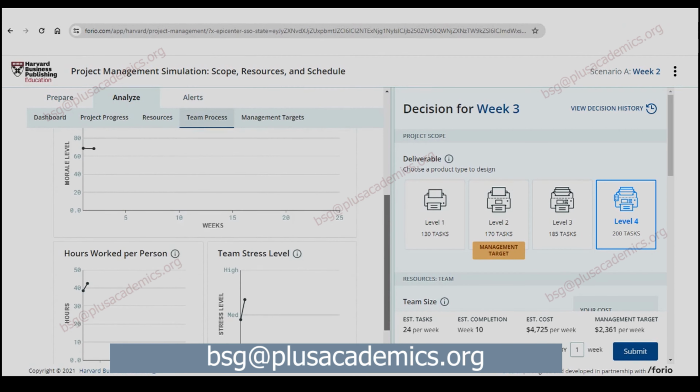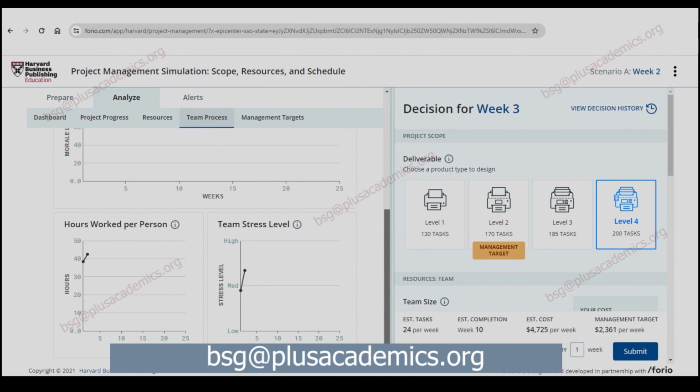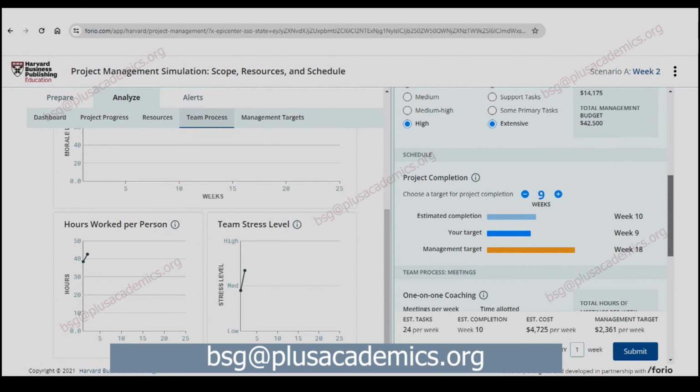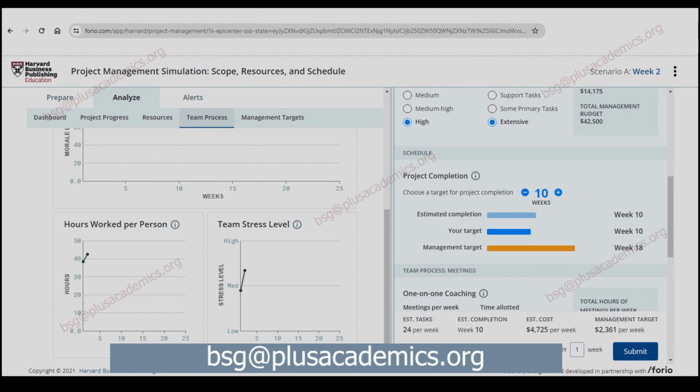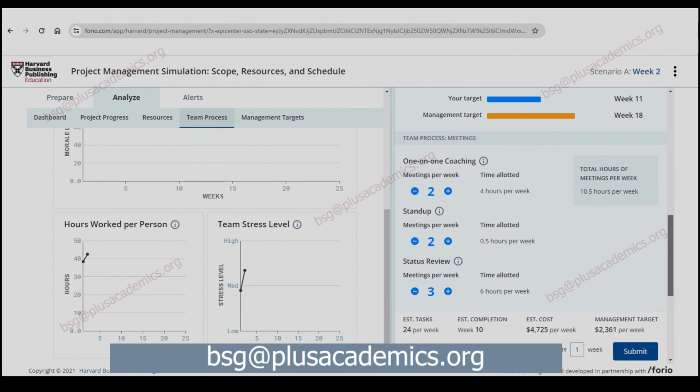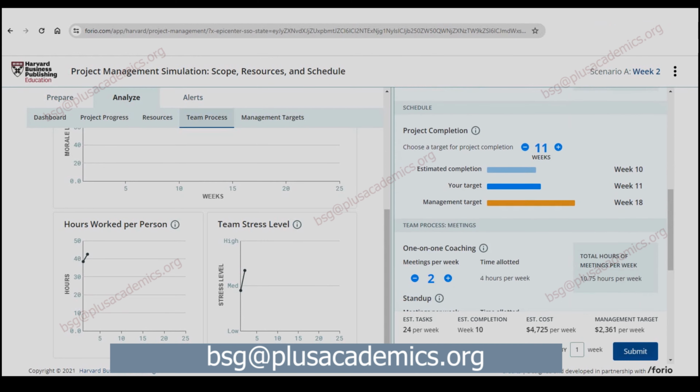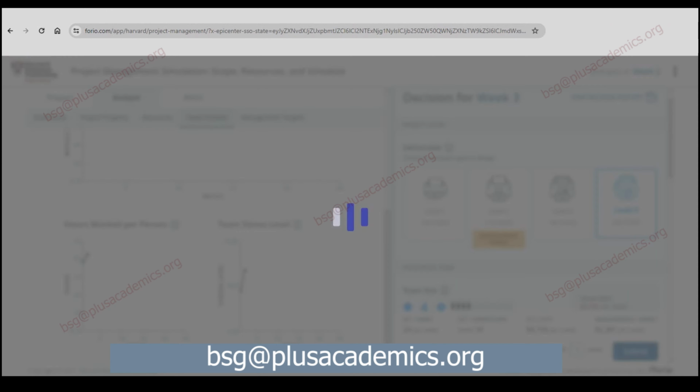Team stress level, you can see it's increasing. This means, and also you can see the stress is most likely caused by the number of hours they are working. We need to work on that so that we can reduce the team stress and maintain employee morale high. So this time let us allow them more time to manage their work. And then meetings, let us have more stand-up meetings and see if it's going to assist us. So let us submit and see.